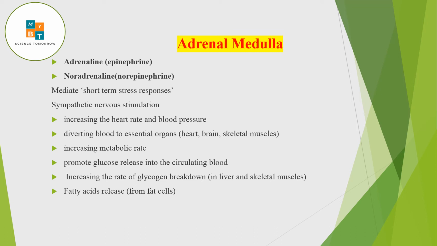They will increase heart rate and blood pressure and divert the blood to essential organs such as the heart, brain, and skeletal muscles, and reduce the blood supply to other areas like the digestive system, because you want instant energy, not getting it through absorption. For that, you increase the metabolic rate, and the adrenal medulla also promotes glucose release into the circulating blood. They will also increase glycogen breakdown in the liver and skeletal muscle, and increase fatty acid release. By all these means, the hormones of the adrenal medulla increase glucose and chemicals to get high energy instantly.